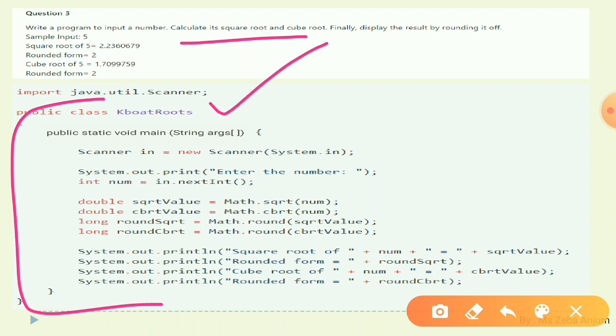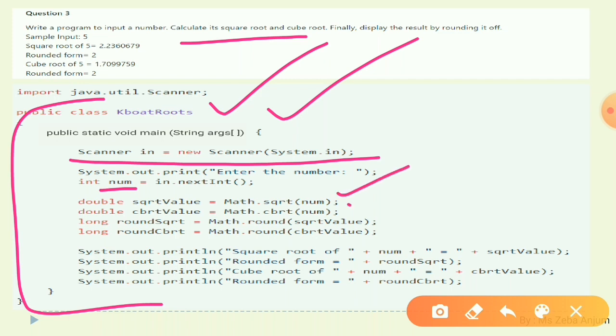You have opened a class. Yes, you have opened this main function. Then you have used this scanner line. You have created an object, that is n, and then you have entered a number, that is your num. Okay, now you are going to calculate the square root from this line, the cube root from this line, and now again you are rounding off the value, rounding of square root in this line, rounding of cube root in this line, and then afterwards you are going to print all the 4 values over there. Yes, please check your answer with mine.